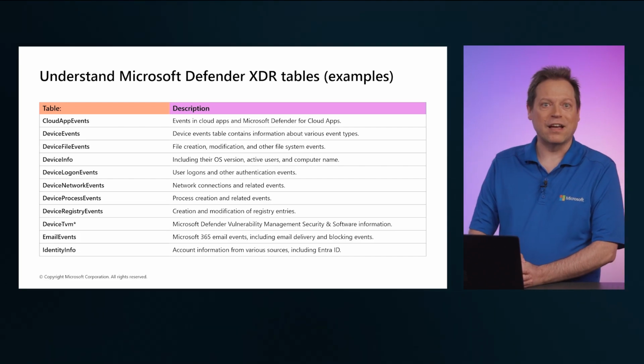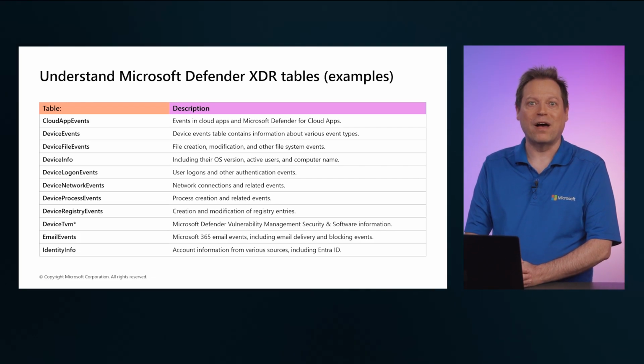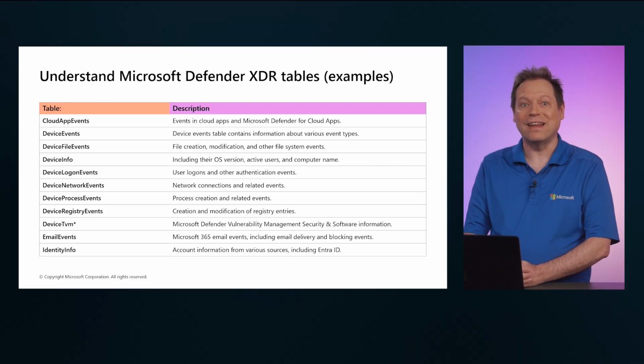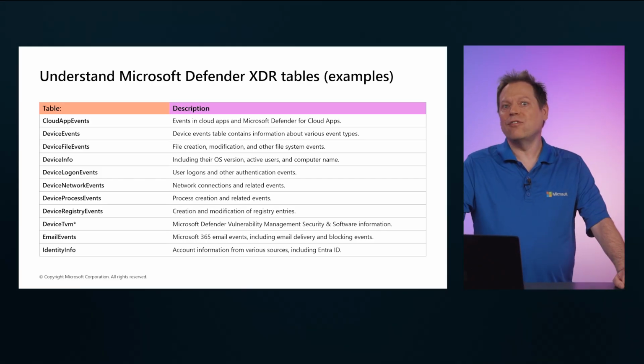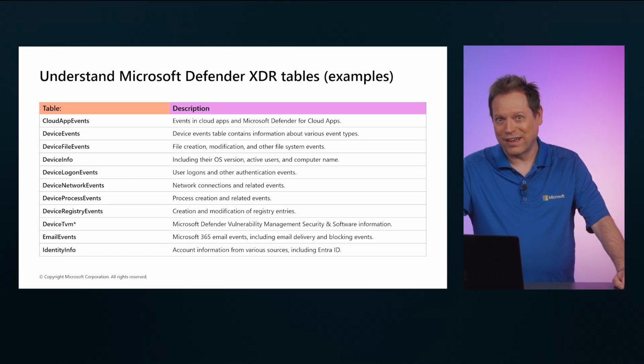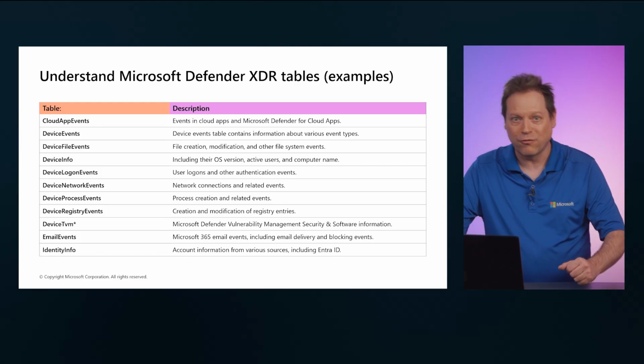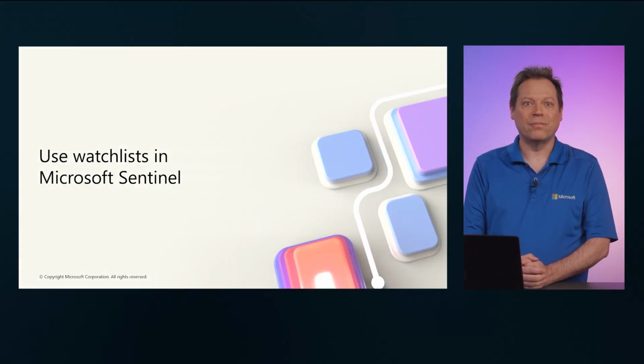Email events include Microsoft 365 email delivery and blocking events. Identity info provides account information from sources like Entra ID. Keep in mind, this is not an all-inclusive list. The full schema is available in Microsoft Learn documentation for the Advanced Hunting schema tables.